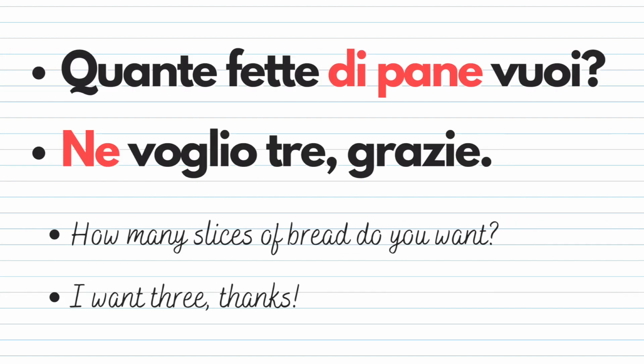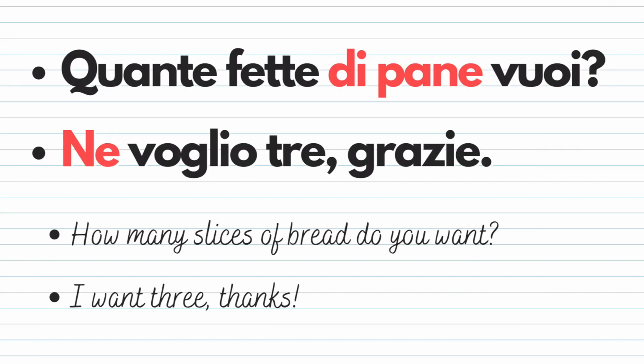Quante fette di pane vuoi? Ne voglio 3, grazie. How many slices of bread do you want? I want 3. 3 of what? Of slices of bread. So, ne, because in the answer I have a number, 3. So, ne voglio 3, I want 3 of them. Ne means of them, of the slices of bread.